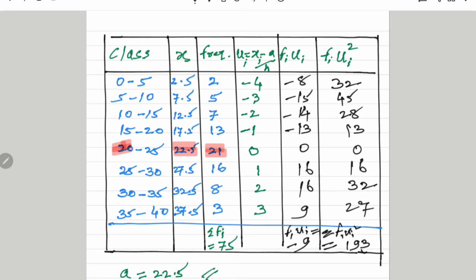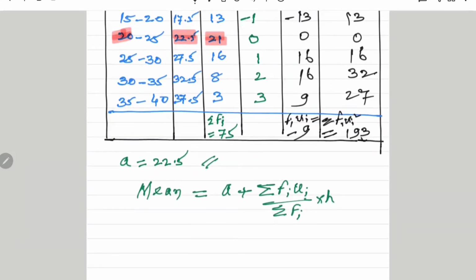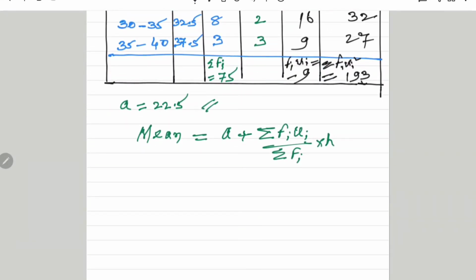Here the table is completed, and using this table we have to calculate three values: first the mean, second the mode, and third the standard deviation. We know the formula when we go by the step deviation technique. Mean is obtained by A plus summation of fi ui by summation of fi into h.